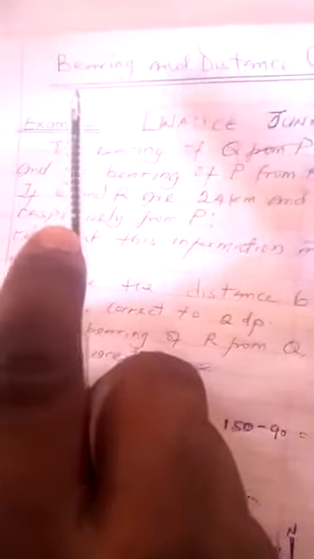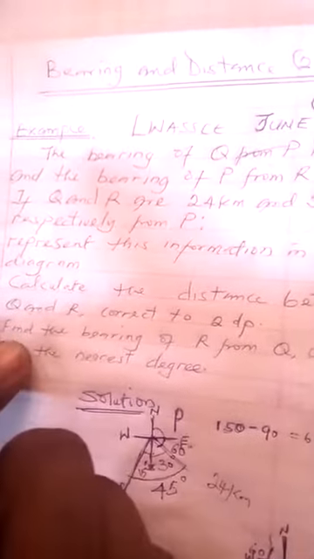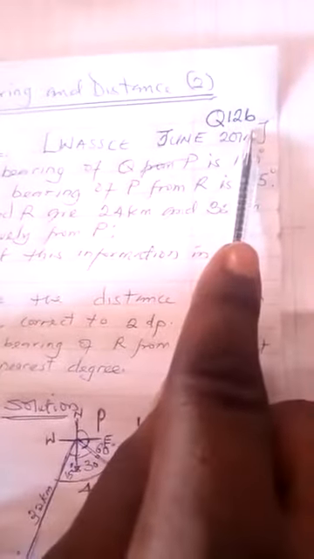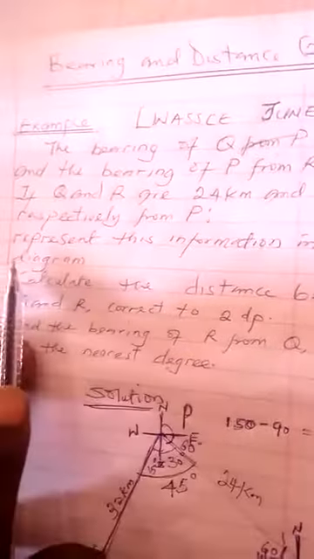Hello viewers, today's lesson is bearing and distance 2. In our previous class, we covered compass bearing, three-figure bearing, and back bearing. So today we are using WASSCE question, May-June 2014, question 12B to explain this topic.